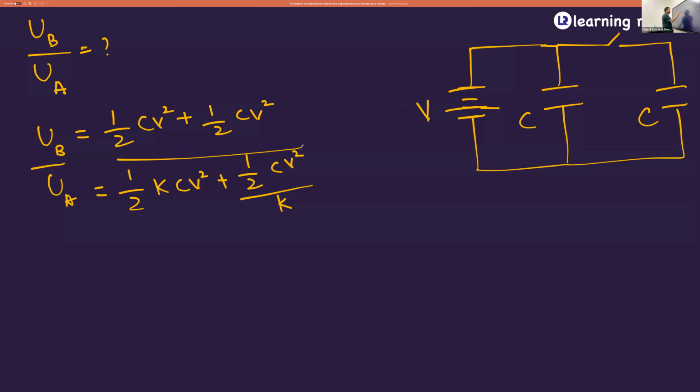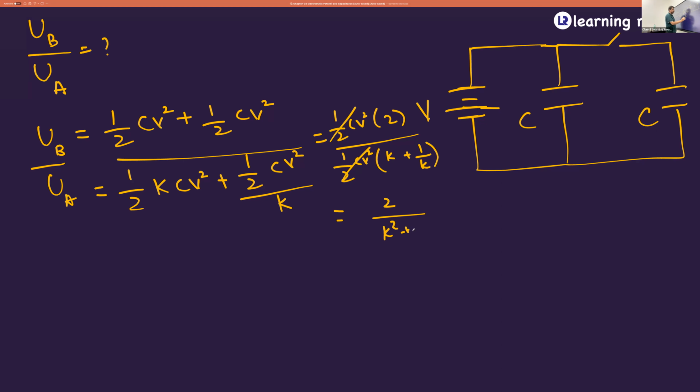What is going to happen? I can take out half CV square outside. So I'll have 2 here divided by. If I take out half CV square, what will I have common here? K plus 1 by K. So half CV square and half CV square will get cancelled. 2 divided by, there's going to be K square plus 1 divided by K. This will go to the numerator. Answer will be 2K divided by K square plus 1.